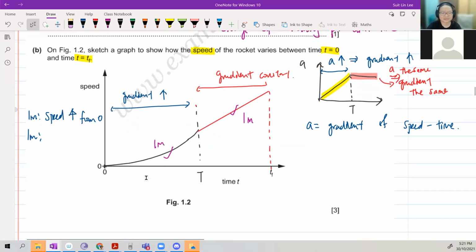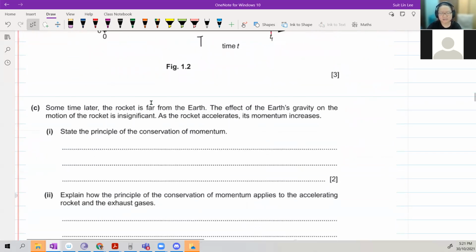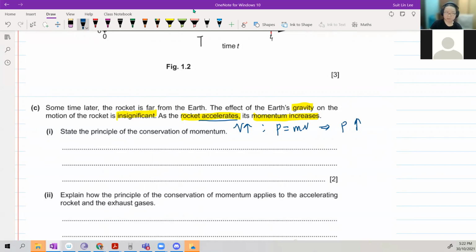All right, let's continue. Sometime later, the rocket is far from Earth. The effect of Earth's gravity on the motion of the rocket is insignificant. 就是讲呢, gravity already so far away from Earth, it's like there's no gravity. So as the rocket accelerates, the momentum increases. Because when there's acceleration, v increases and momentum p is mv, so momentum also increases. So state the conservation of momentum.